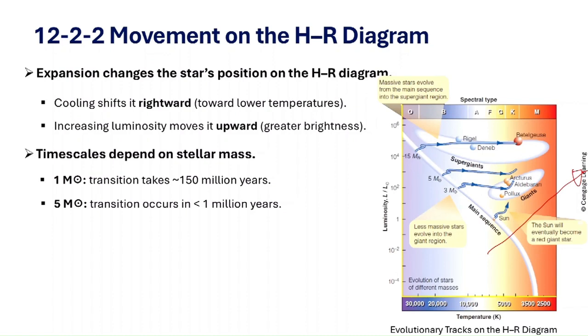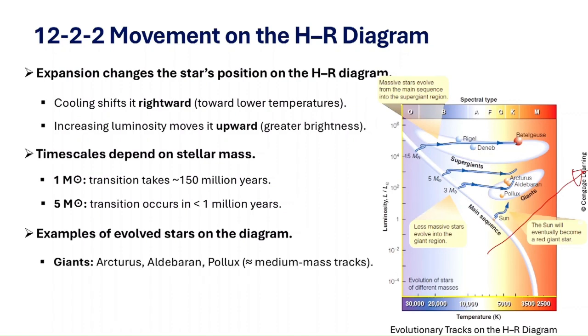Okay, now let's connect this to actual stars you might have heard of. As we said, medium mass stars evolve into the giant region of the HR diagram. Famous examples include Arcturus, Aldebaran and Pollux. Each of these stars started on the main sequence but moved up and to the right as they expanded.